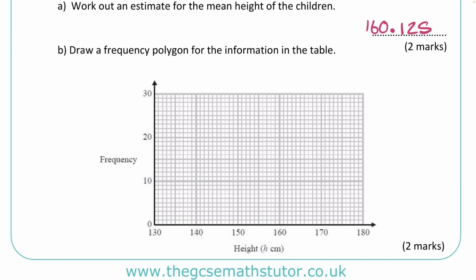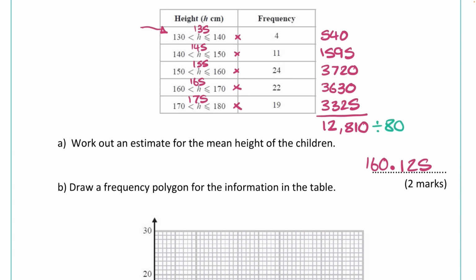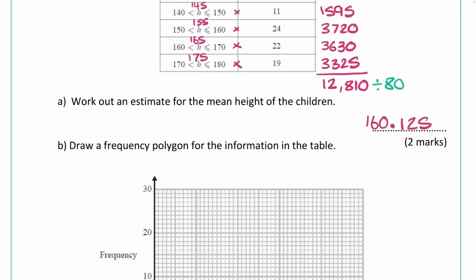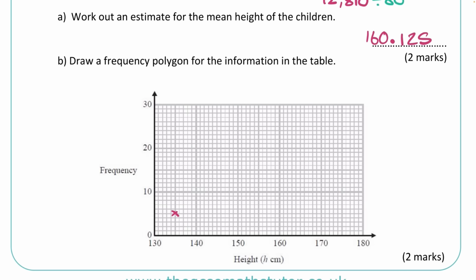So a frequency polygon, nicest possible graph we could be asked to draw really, especially now we've already plotted the midpoints. I just need to plot them on using the midpoint and that height, and just being careful. I read the scale very carefully. So 135 goes up to 4. There we are, each square is 1, which made this one really nice. 145 goes up to 11. So just above the 10 there.